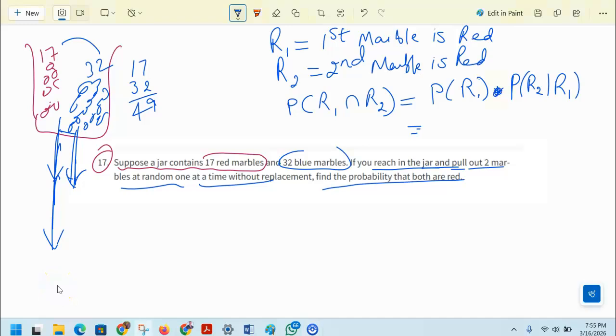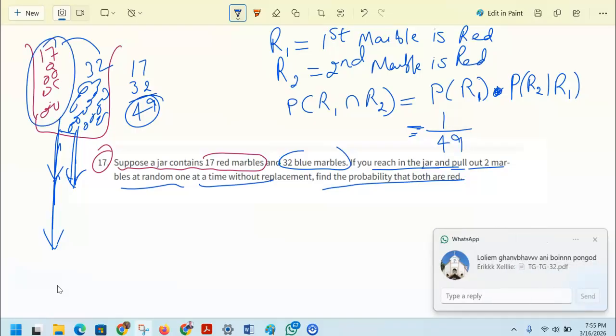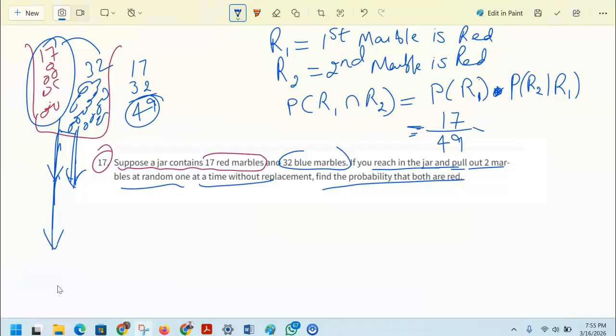So the first one will be red. That means out of 49, you are picking a marble, and since there are 17 of them, it is 17 out of 49. Then times, now since one of the marbles is already taken off, there will be 48 remaining. And now you want to get the second one also red. That means the first one is already red, so one of the red ones is gone. That means out of 17 marbles, there will be 16 remaining.